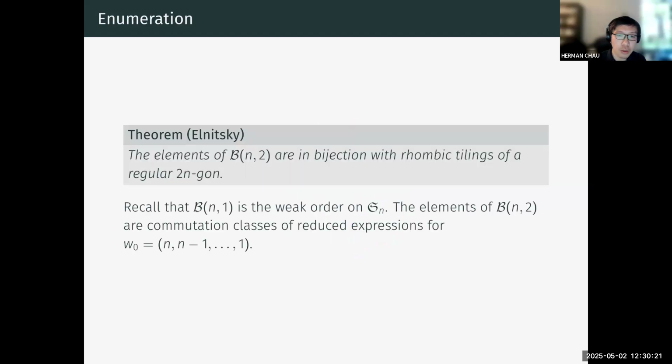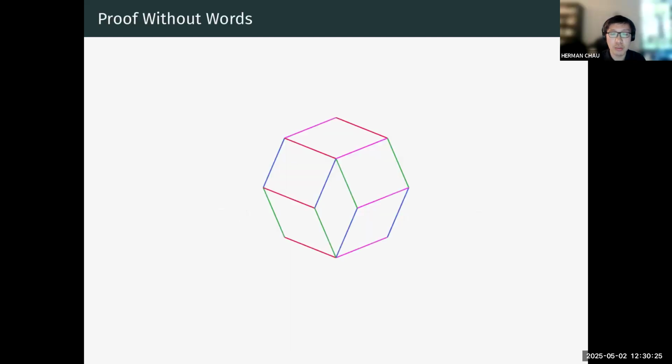Here I just want to illustrate the bijection. We'll start with the rhombic tiling and then go to a specific commutation class of reduced expressions. Here n is equal to 4, so I have a rhombic tiling of the octagon, and I've colored in all the edges that are parallel to each other. We'll start labeling the left-hand side with 1, 2, 3, 4, and then draw lines connecting the midpoints of the edges that are colored the same.